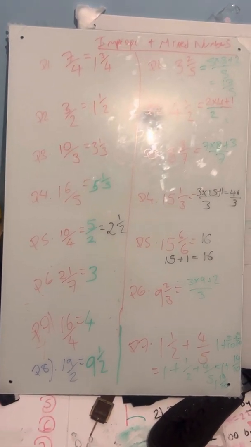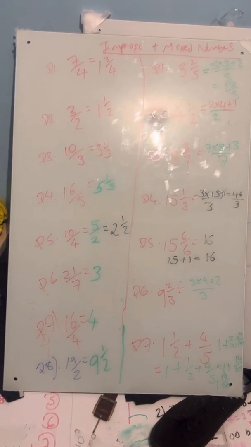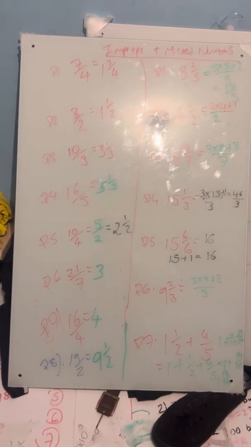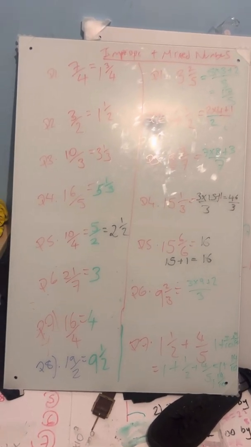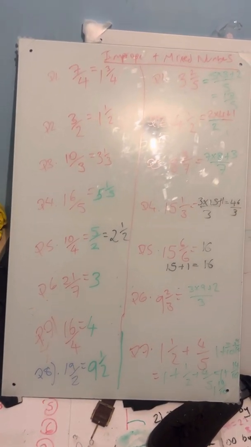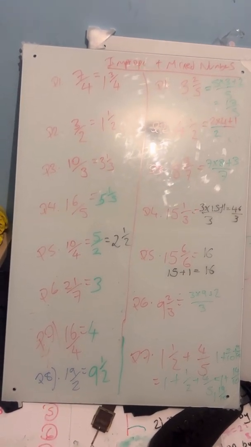An improper fraction, also known as a top-heavy fraction, is when the numerator, the top number, is greater than the denominator. So 7/4 means I've got 7 divided by 4.